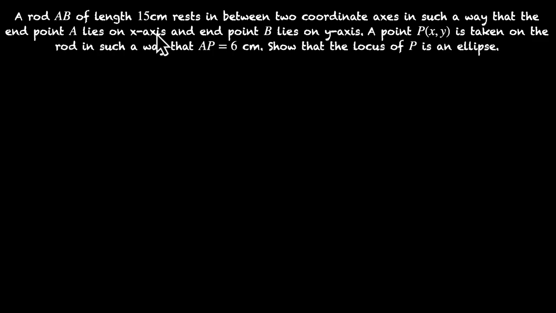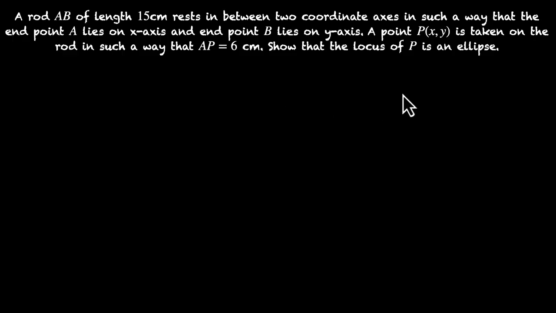A rod AB of length 15 centimeters rests in between two coordinate axes. This is done in such a way that the endpoint A lies on the x-axis and the endpoint B lies on the y-axis. A point P(x, y) is taken on the rod in such a way that AP is equal to 6 cm. Show that the locus of P is an ellipse.